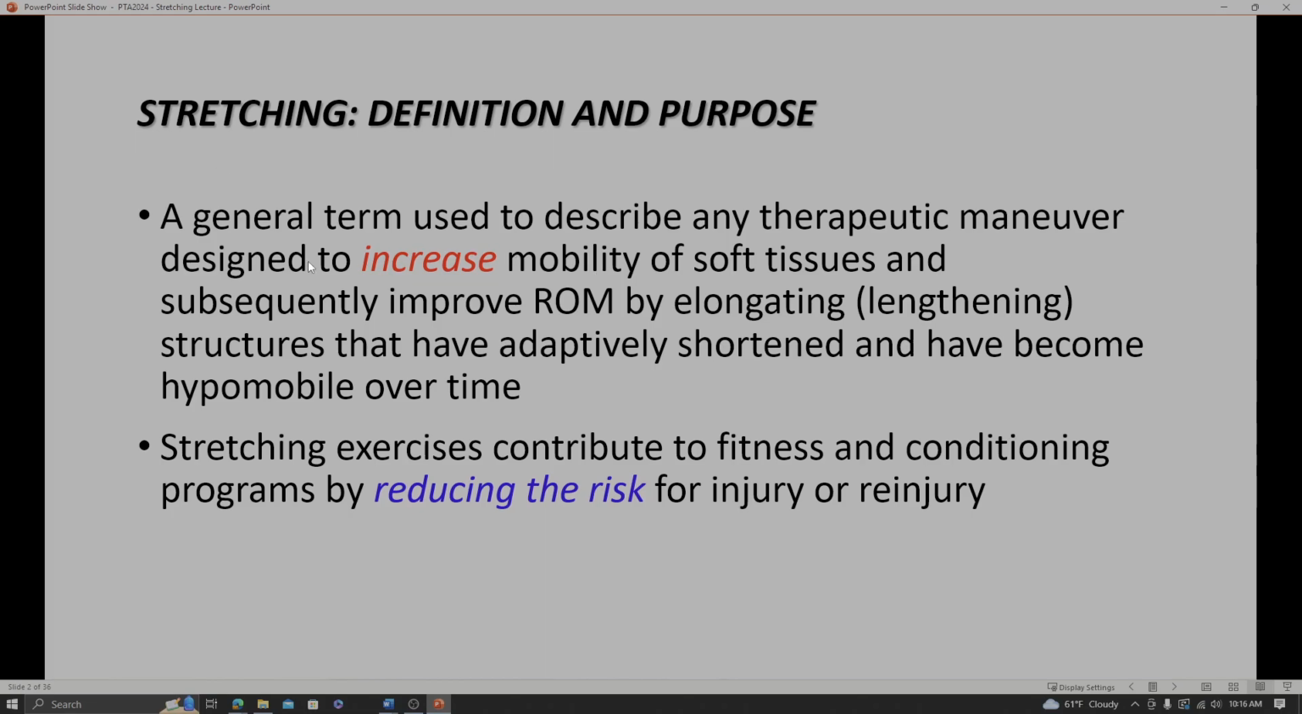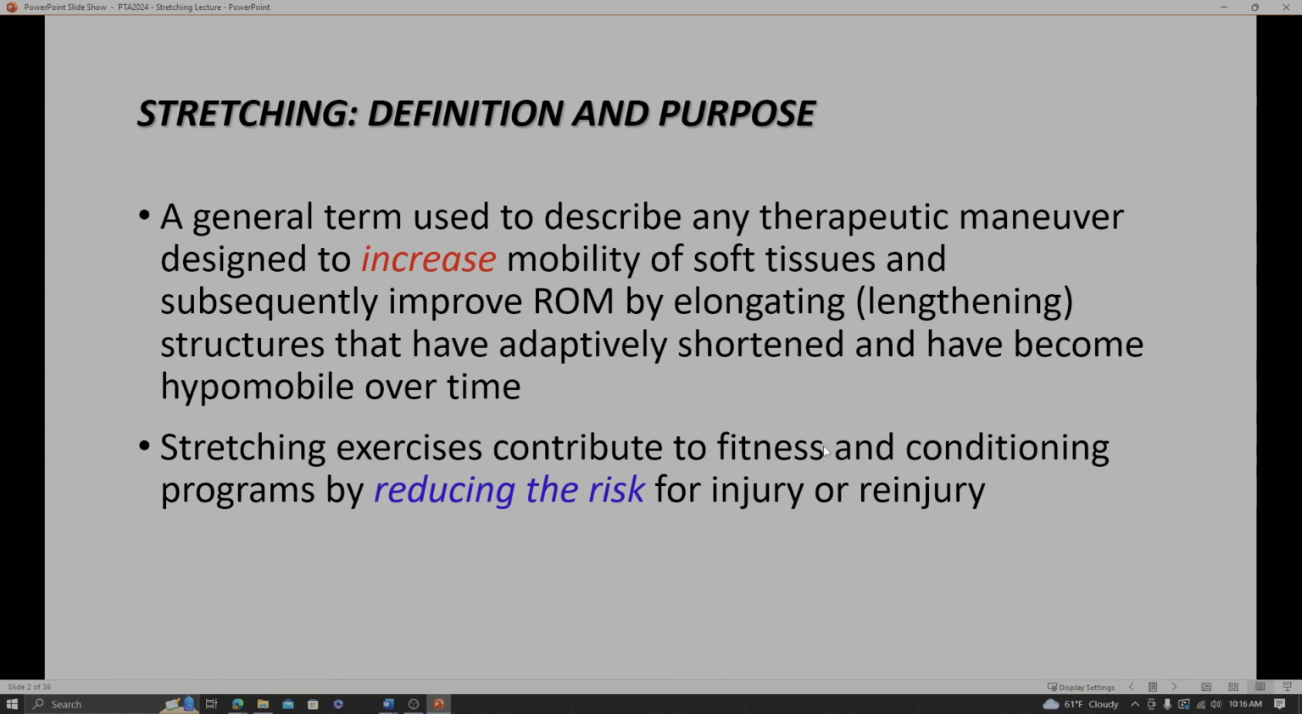Here's the definition of stretching. I'll let you read this, but, well, I'll read it. It's a term used to describe a therapeutic maneuver designed to increase mobility of soft tissue. So we're talking specifically about soft tissue. And the way we're going to go about improving that mobility is by improving range of motion through the elongation or the lengthening of structures that have adaptively shortened and have become hypomobile over time, which just means that they contain less movement than what they should.